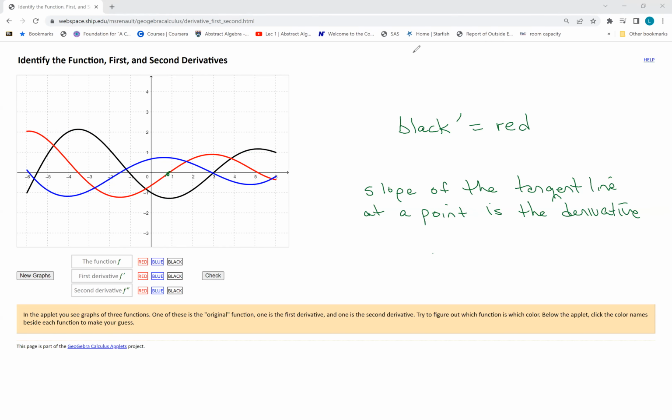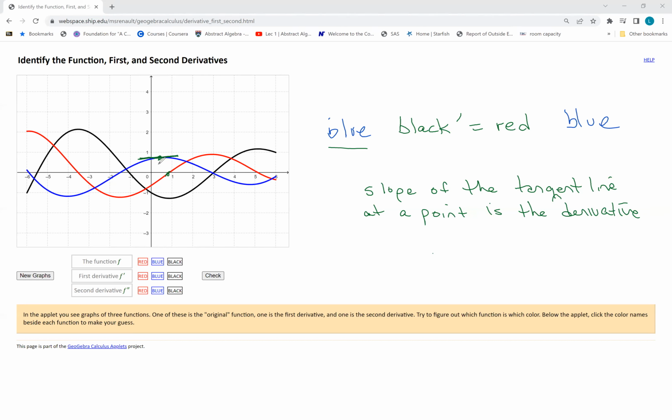Now I want to know, is blue on this side? Basically, I'm saying, is the derivative of blue black or is the derivative of red blue? So let's look at those two graphs together. Let's start on this side. So if blue is the original function, that would mean that here something should be 0.